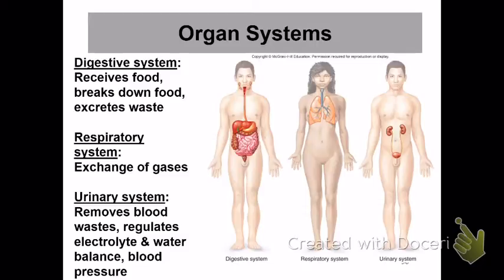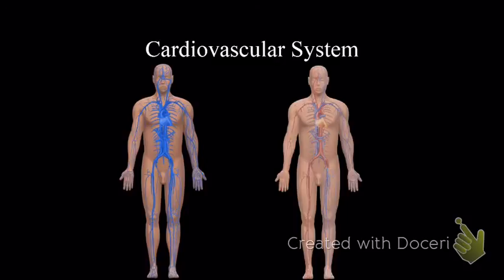Okay, the next one I have is cardiovascular. Looking at this, the cardiovascular is the heart pumping, transporting the gases, right? Oxygen, CO2, food, nutrients. So the heart and blood vessels pumping that around.